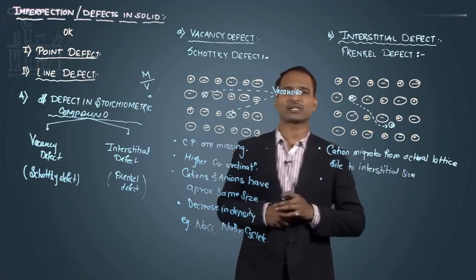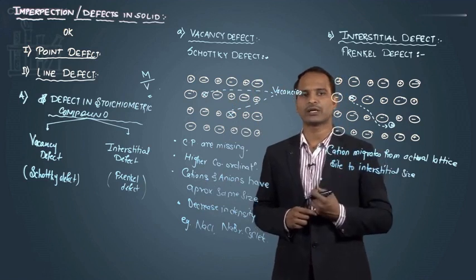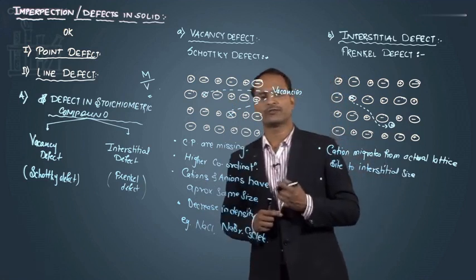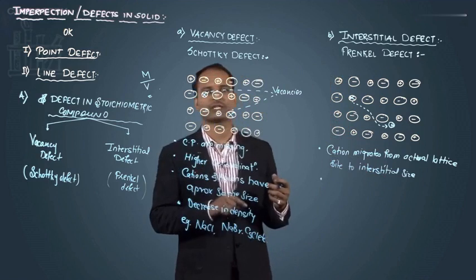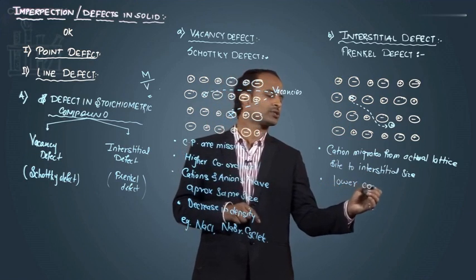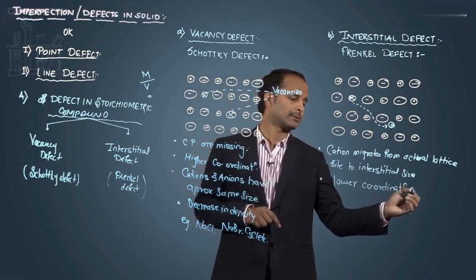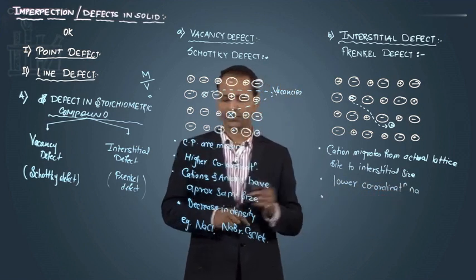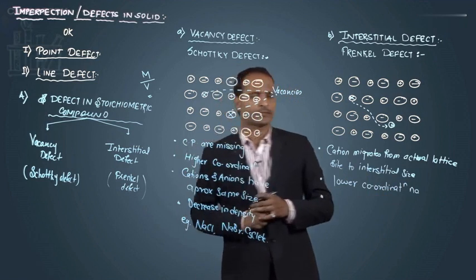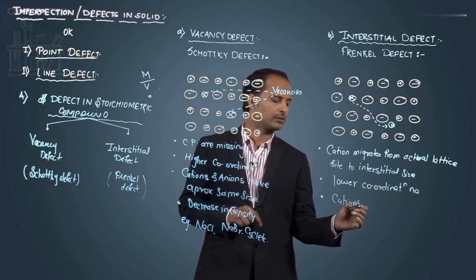This is observed when the cation is smaller in size, and if the cation is smaller in size, then it will occupy a small void, which means it will have a lower coordination number. So this is observed in those ionic solids which have a lower coordination number. Then next, as I said, here the cations are smaller in size.